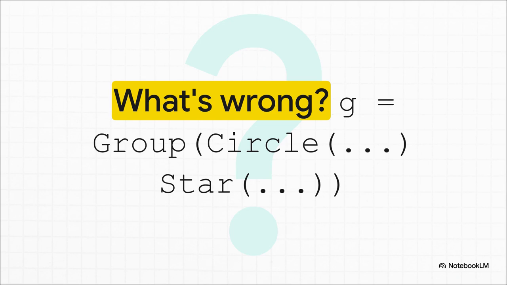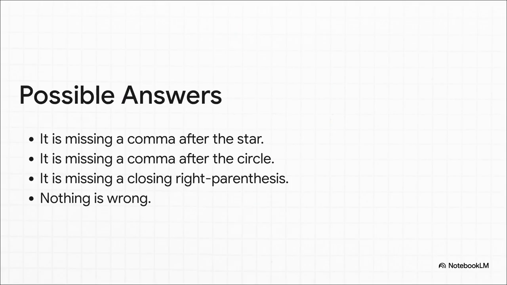Okay, pop quiz time. Let's see if you're paying attention. Take a look at this code here. We're trying to make a group with a circle and a star, but something's not right. Something is missing. What do you think it is? All right, here are your choices. Is it a missing comma after the star? A missing comma after the circle? Maybe it's missing a closing parenthesis. Or is it a trick question and nothing is wrong? Take a quick look, lock in your answer.